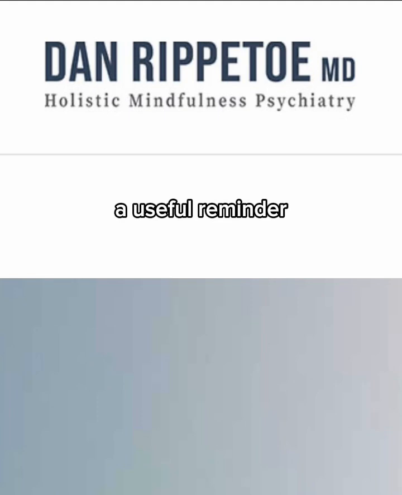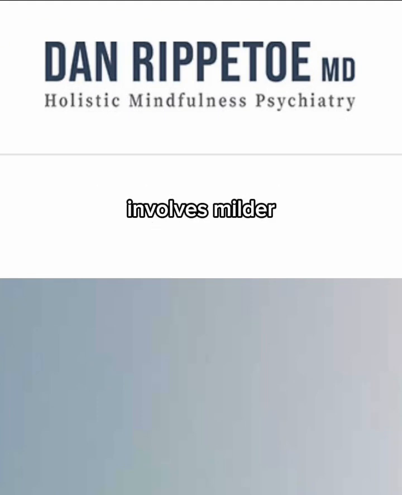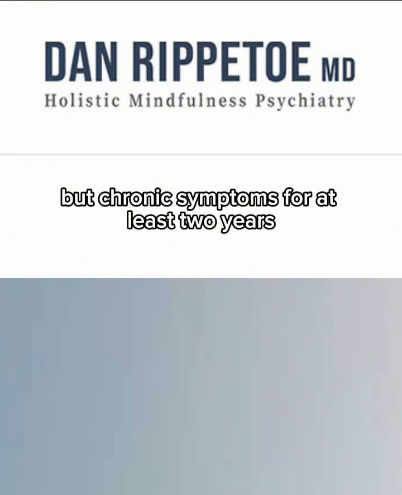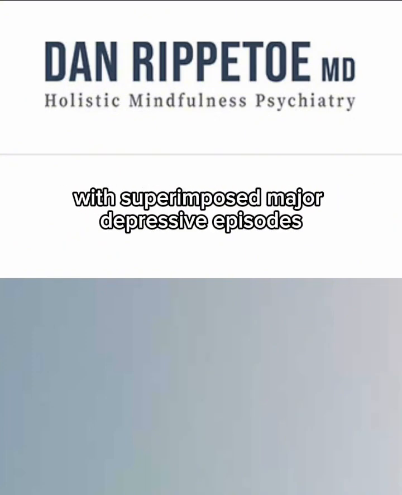A useful reminder: persistent depressive disorder, dysthymia, involves milder but chronic symptoms for at least 2 years, while double depression describes dysthymia with superimposed major depressive episodes.